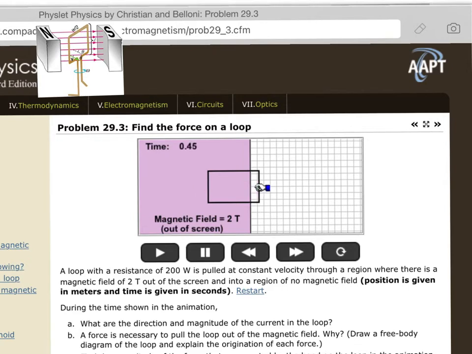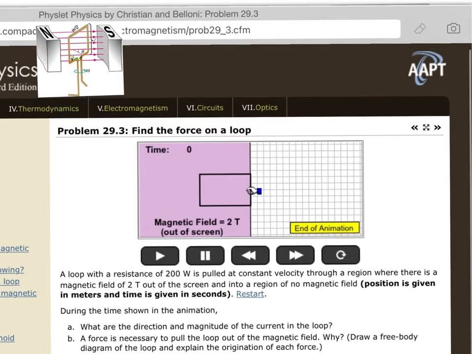If we run it, you're pulling a loop, and it's moving from a field into no field, so there's a changing flux throughout that, right? Because there's no period where it's moving where the flux isn't changing. And so this is another, like the last one, it's BLV, but now you don't have 2 opposing fields, you only have a single field, single constant field.